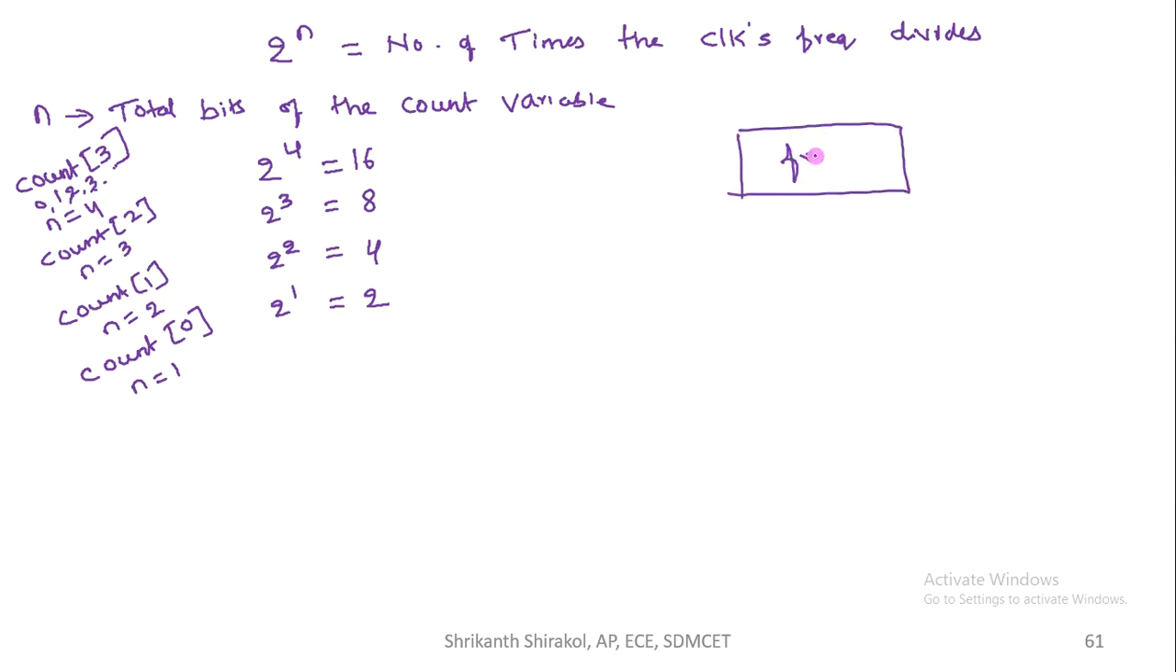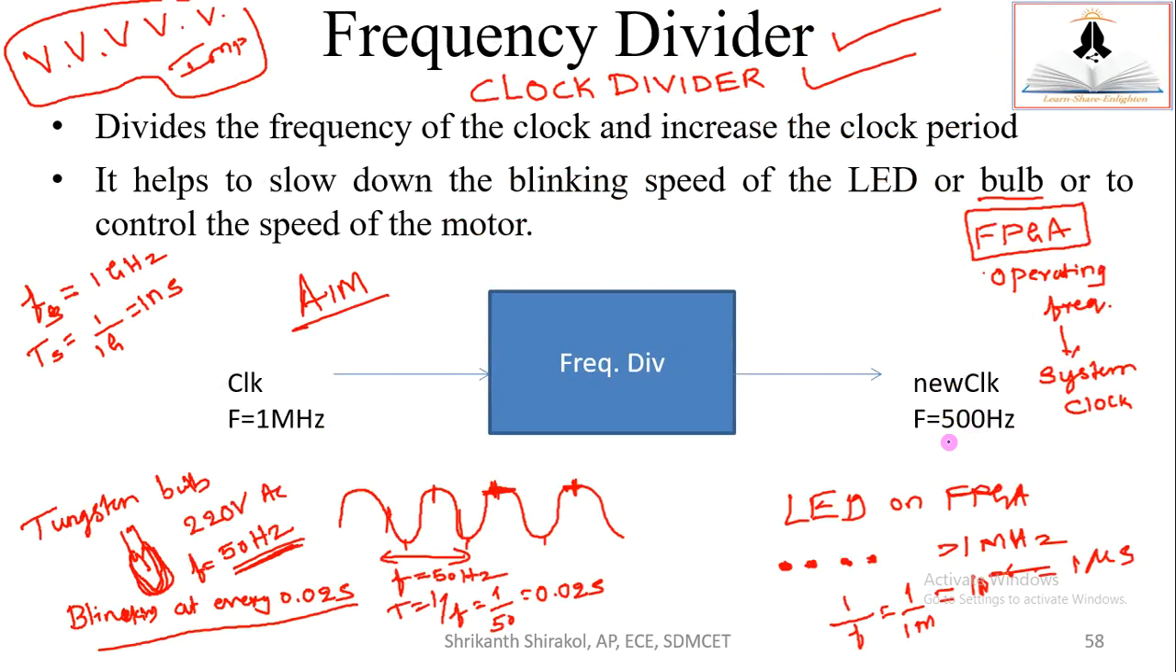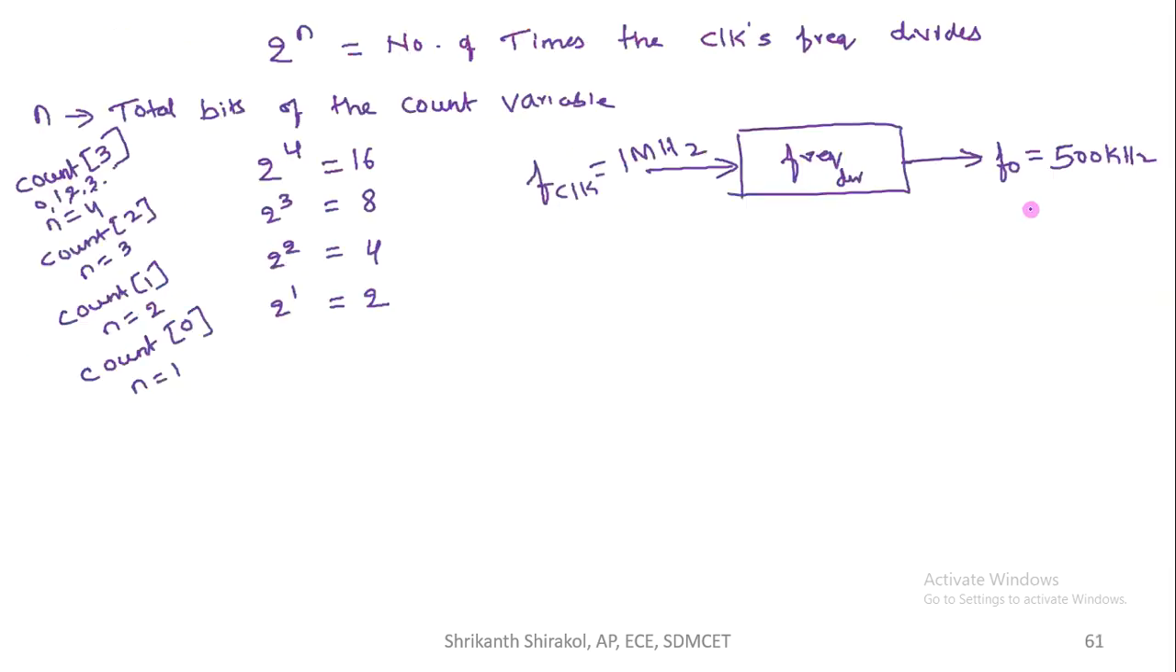This is a frequency division block we need to divide. Input frequency F clock is 1 megahertz. Output frequency F naught is the output frequency, or divided frequency, whatever you call it. It should be 500 hertz.